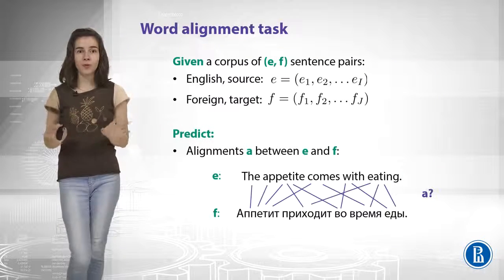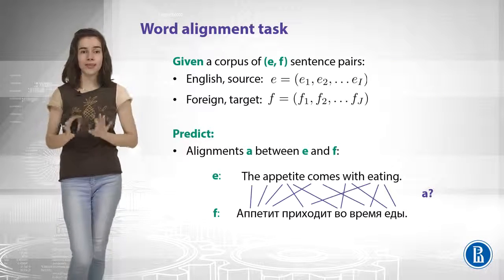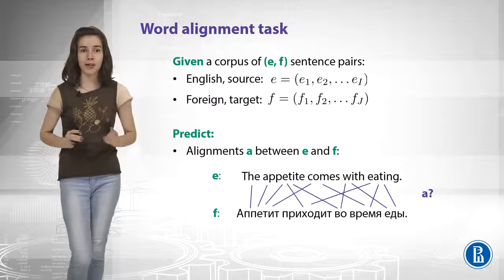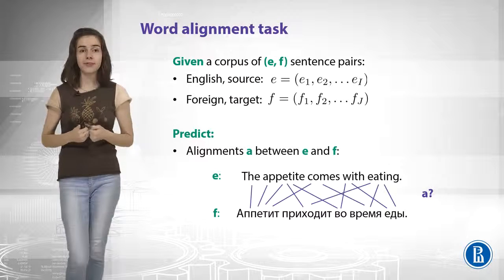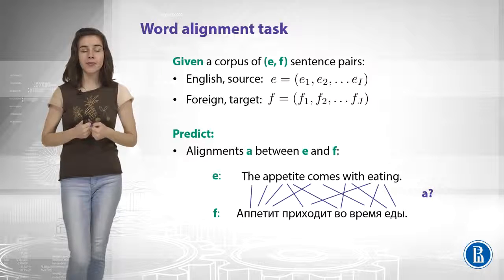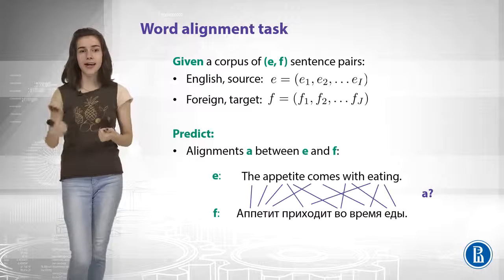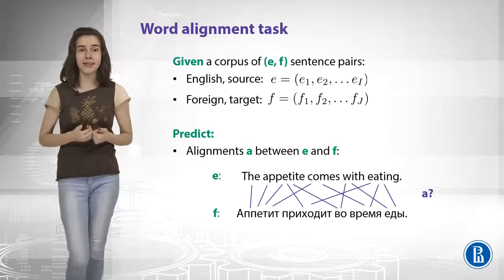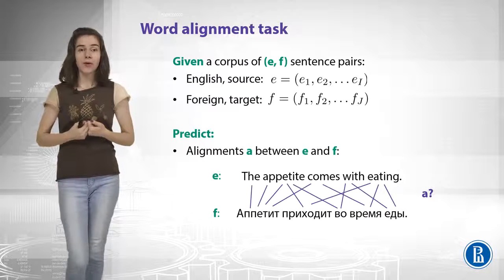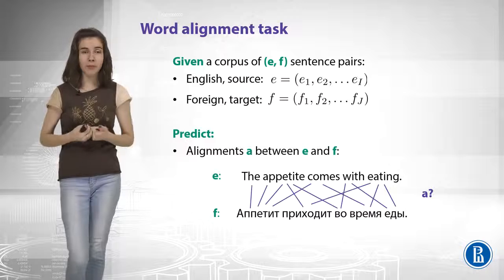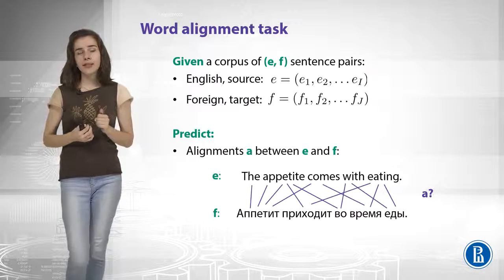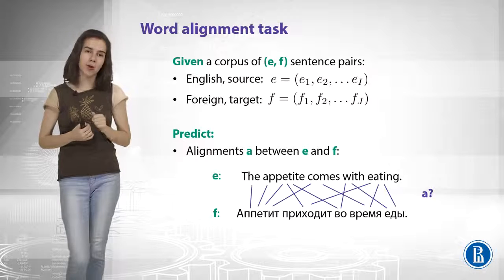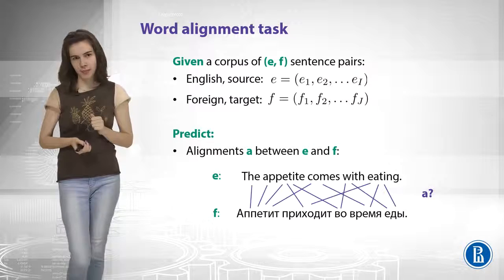Let us go a bit more formal, and let us see what are the notations of every object that we have here. So E is the sentence, E1, E2, and so on, and F is another sentence. So the length of E sentence is I, and the length of F sentence is J. Now, I need to learn some alignments between them, which I denote by A. And importantly, you see that I say that E is source and F is target.